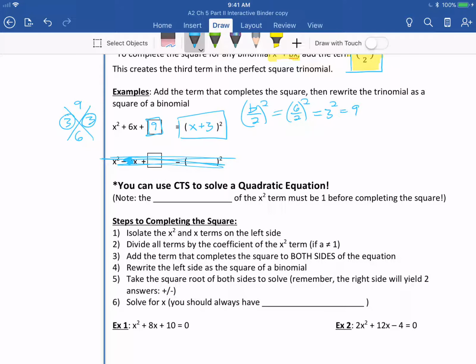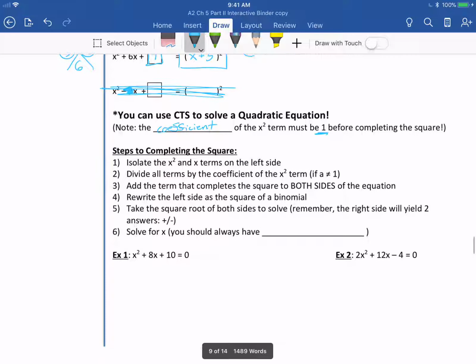All right, I'm going to scratch out this next example, and we're going to move on here. You can use completing the square to solve quadratic equations. Note the coefficient of the x squared term must be 1 before completing the square. So here are all these nice steps, and that's going to help us out. First, we're going to isolate the x squared and the x term. So we're really going to get the c term to the other side.